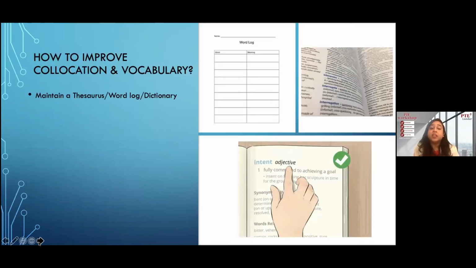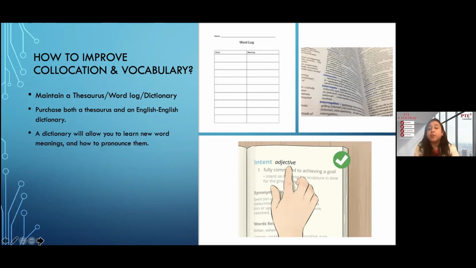Another way is maintaining a thesaurus, word log, or dictionary for your everyday practice of English language. So purchase both a thesaurus and an English to English dictionary. Don't use English to some other language. If Vietnamese, for example, is your mother language, don't use an English-Vietnamese dictionary, because that way you are relying too much on your mother language again. Use an English to English dictionary. So you will have one English word that you don't know, and they will use other English words to explain the meaning. And those English words are very easy for you to understand. So this way you will be more proficient in English.